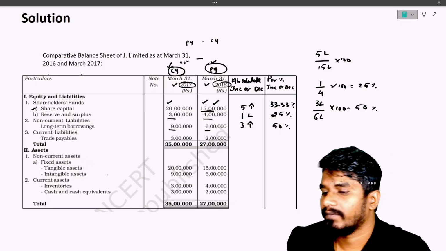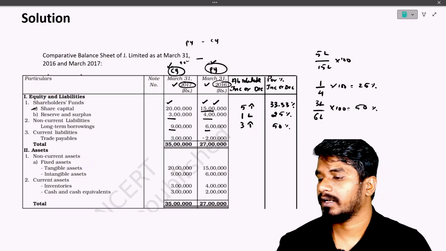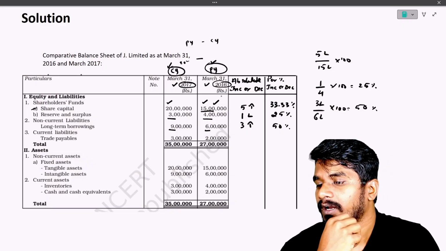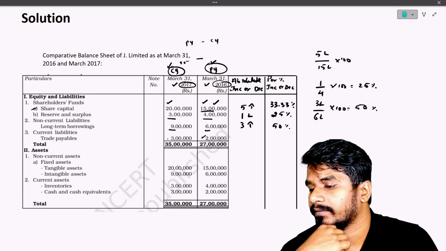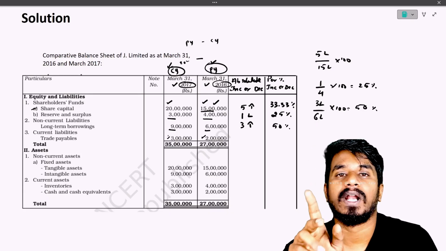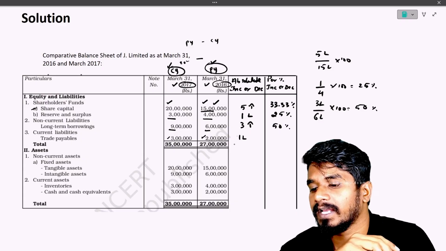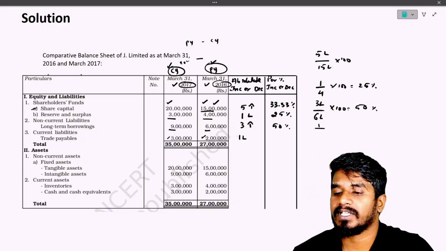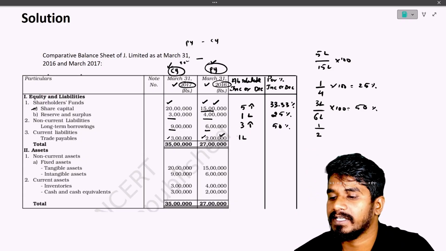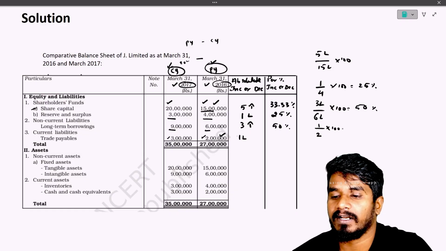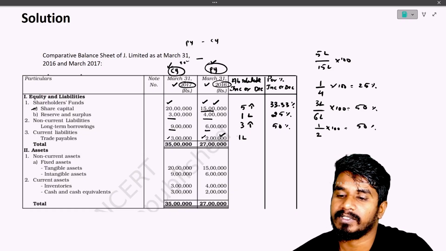Now we have trade payables under current liabilities. In 2016, it was 2 lakh, and in 2017, it became 3 lakh. 1 lakh increased. So, what is the percentage? 1 lakh divided by base year 2 lakh into 100 will become 50% again.